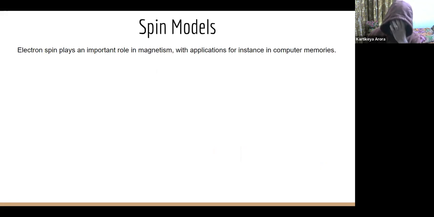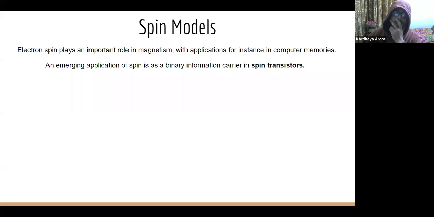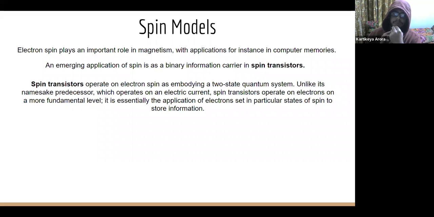Now, many of you might wonder, what is the role of spin? It's a quantum thing, so what role does it play in our daily lives, or how does it help in making technology better? In recent times, there has been an emerging field known as spintronics, which is an amalgamation of quantum spin and electronics. One of the most famous applications of it is the spin transistor, which operates on electron spin, embodying it as a two-state quantum system, because a spin can be either up or down.